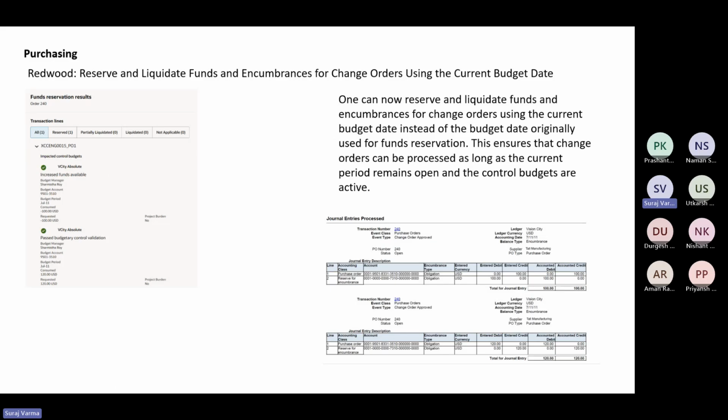Whenever you create those change orders, the current change order date or the current budgeted date will automatically be taken into consideration. The budget period will be in place, and based on that the journal entries will also be generated. You have the event class and event type for purchase orders and change order approved. Inside that, you will have entries coming in for accounting class, purchase orders, and reserve for encumbrance. These are the two entries which will come in as part of the process.